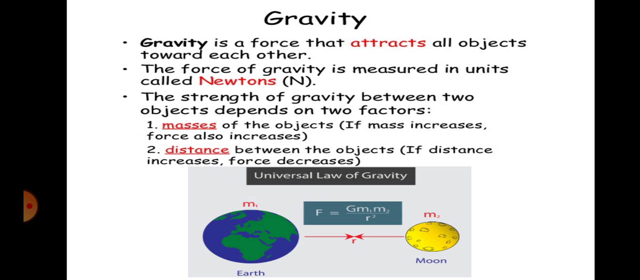When the m value increases, F also increases. When the r value increases, F goes on decreasing, meaning when distance increases, force goes on decreasing. When distance decreases, force goes on increasing. This is inversely proportional. Hope you understood. This is a basic law, you already studied it in ninth standard, I think.